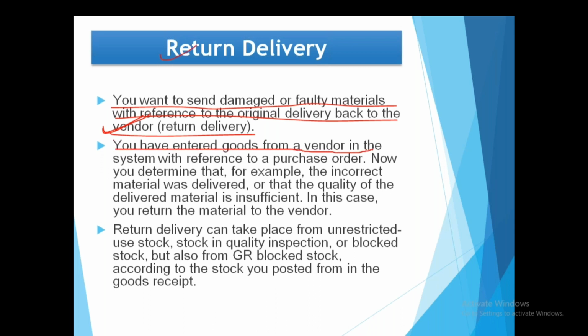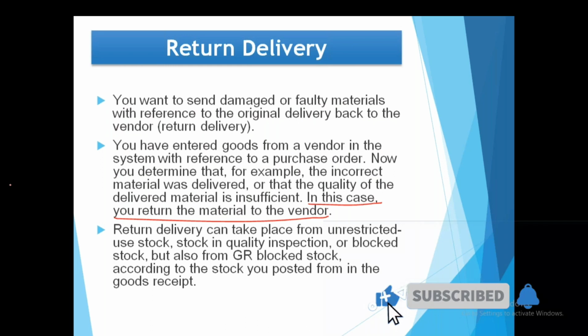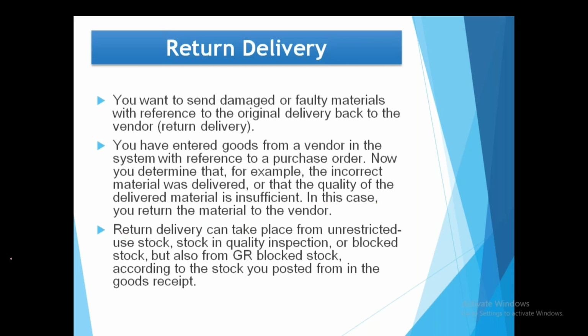You have entered goods from the vendor in the system with reference to a purchase order. Now after this, you have determined that, for example, the incorrect material was delivered, or that the quality of the delivered material is insufficient. In these cases, you return the material to the vendor. Now we will see how to do that return delivery in the system.